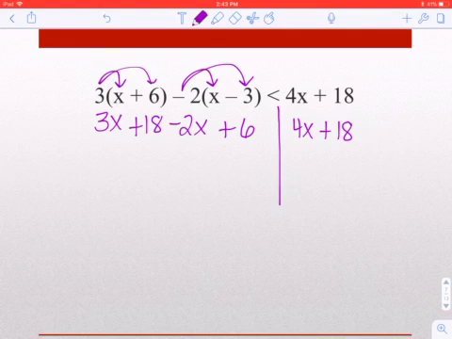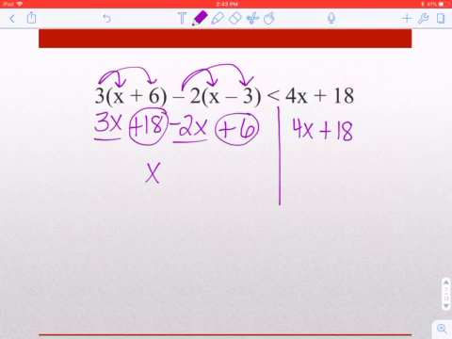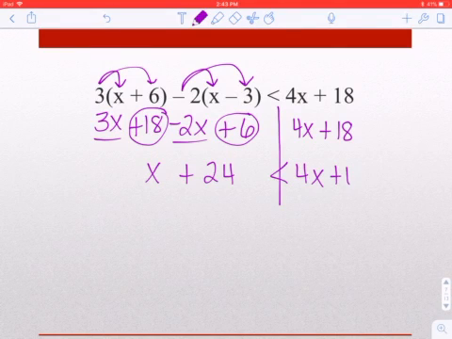From here, you want to combine like terms. The only term I can combine with 3x is the negative 2x, and 3x minus 2x is just 1x, or x. Now I can combine 18 and 6, and 18 plus 6 is 24. From here, I have variables on both sides. I have an x on the left, I have a 4x on the right. Your goal is to get them onto one side.